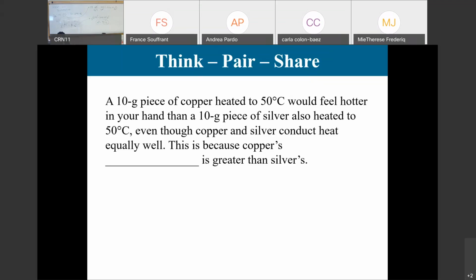The reason is not conductivity, by the way, because they both are equally good conductors. The reason why you see that change is because of the specific heat capacity. The specific heat capacity of a material creates that change in how you feel heat being transferred from one object to another.